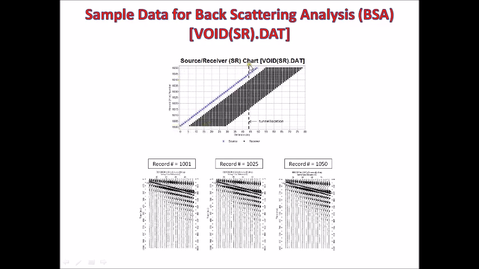And this line indicates the location of that modeled subsurface void or tunnel. It was located at this 44-meter location along the survey line. And these are 3 selected records, the first one, the middle one, and the last one. None of these records shows any indication of backscattering feature, which will become obvious on the final backscattering analysis map.